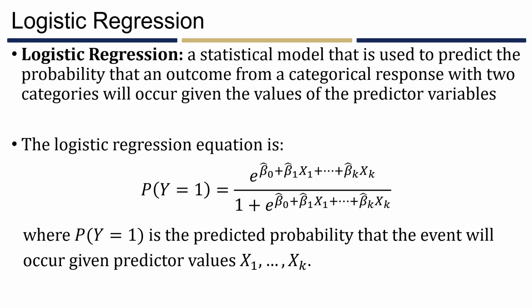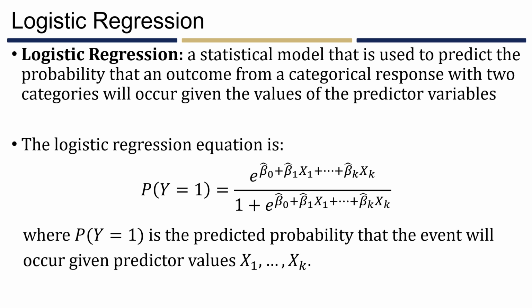Notice we actually have the multiple regression equation in this model, only it appears up in the exponent. We have e to the beta naught hat plus beta 1 hat times x1 plus beta 2 hat times x2, all the way out through beta k hat times xk. We then divide that by 1 plus the exact same thing we had up in the numerator, e to the regression model.